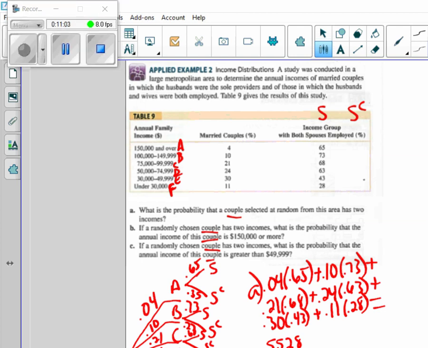Now, B and C, we're talking about a couple that has 2 incomes. So I think this is going to be our bottom number on B and C. I want you to see what you can set up, and then we'll start here in class and maybe look at the diagram they drew in the book, which is much better than my diagram.